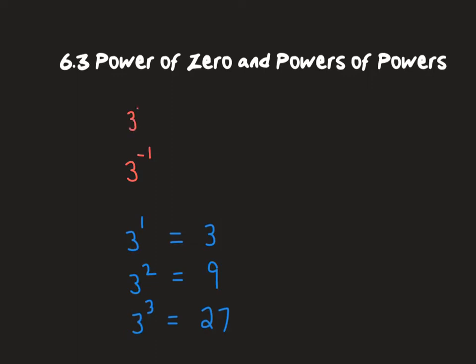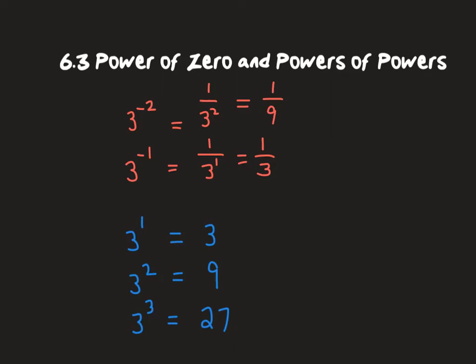Let's just get the first two here. Remember, a negative exponent means you need to do a reciprocal, right? So 3 to the negative first really means 1 over 3 to the first, which means 1 over 3. 3 to the negative second is 1 over 3 to the second power, because the exponent's negative, so we do the reciprocal. We throw it in the denominator and make it positive. So that's 1 over 9.